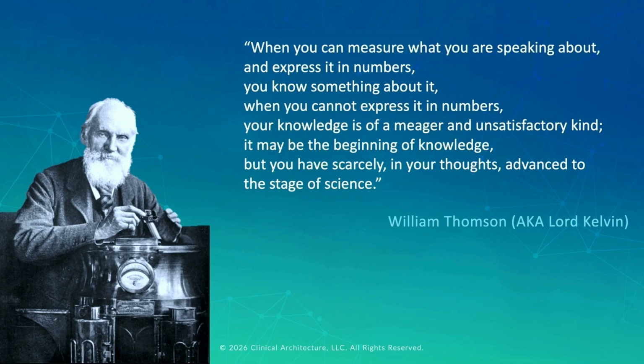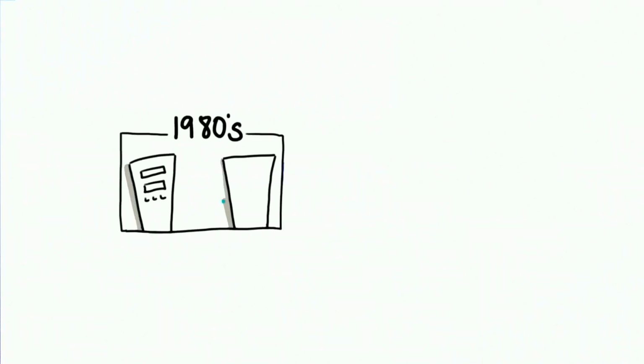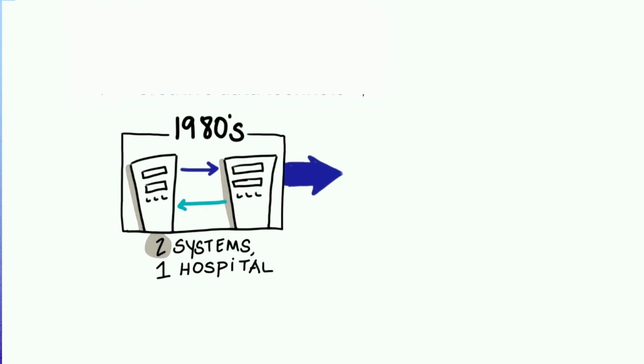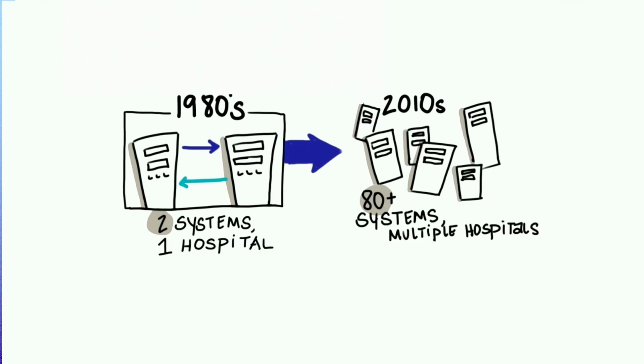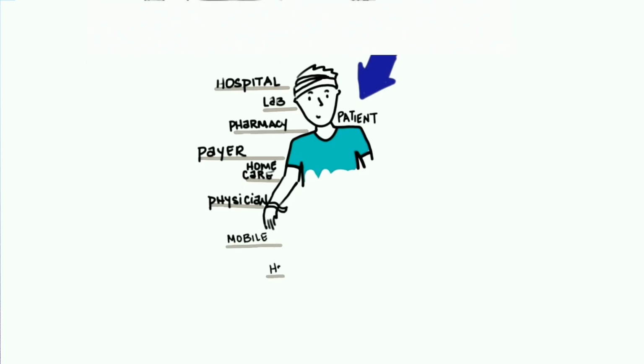Next, I want to describe to you the concept of FHIR. And to do that, I will begin by going back to the 1980s. That's when interoperability in healthcare data began. It began because hospitals started to have more than one system and they needed to connect those systems to each other. Now, the average hospital in the U.S. has over 80 systems and they still need to connect those to one another.